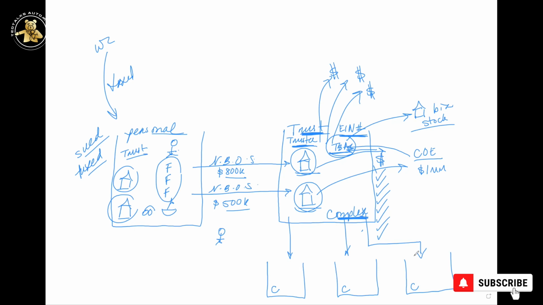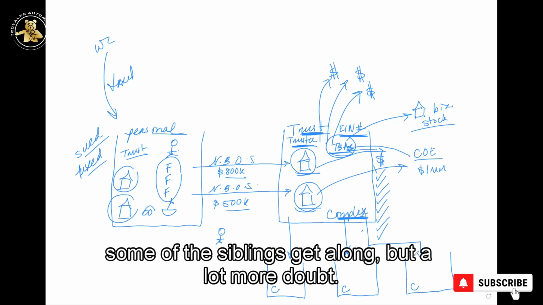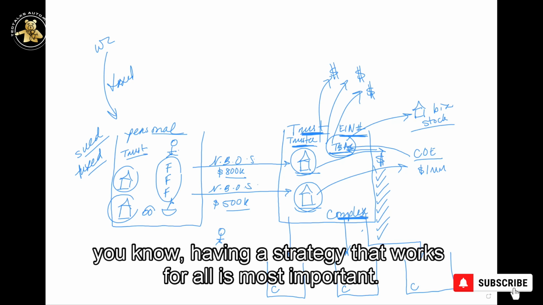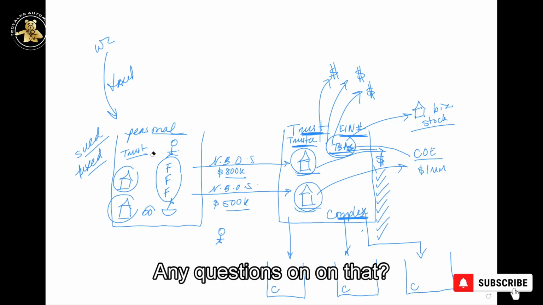So great strategy for your younger families, your more mature families. Some of us siblings get along, but a lot more don't. So, having a strategy that works for all is most important. Any questions on that?